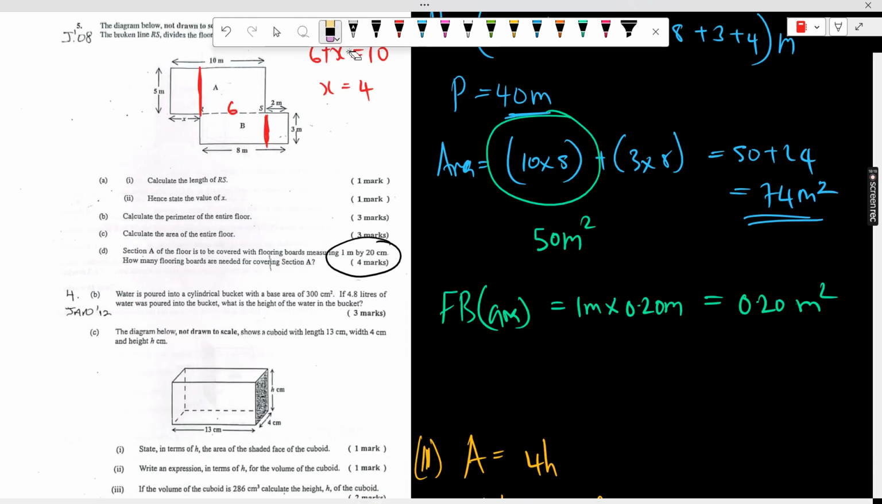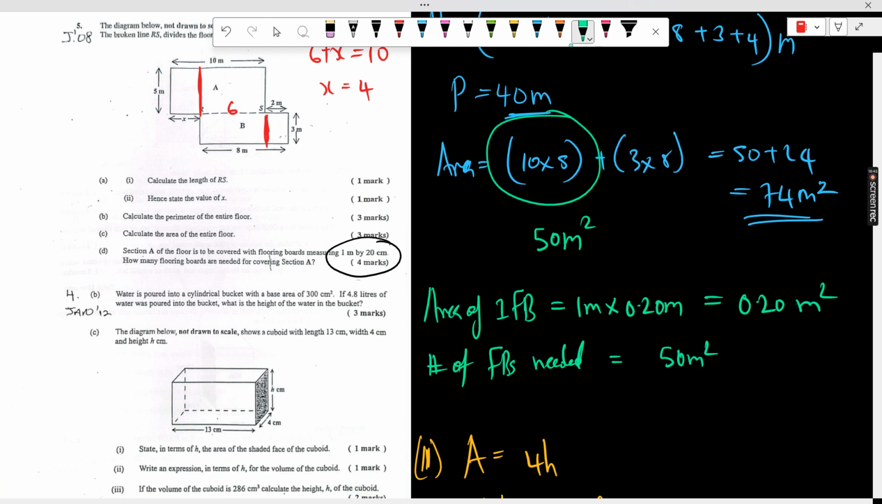And so to find the number of flooring boards that we need, we divide the area of section A by the area of one flooring board. So the number of flooring boards needed is equal to the area of section A, which is 50 meters squared, divided by the area of one flooring board, which is 0.2 meters squared, and this gives us 250.